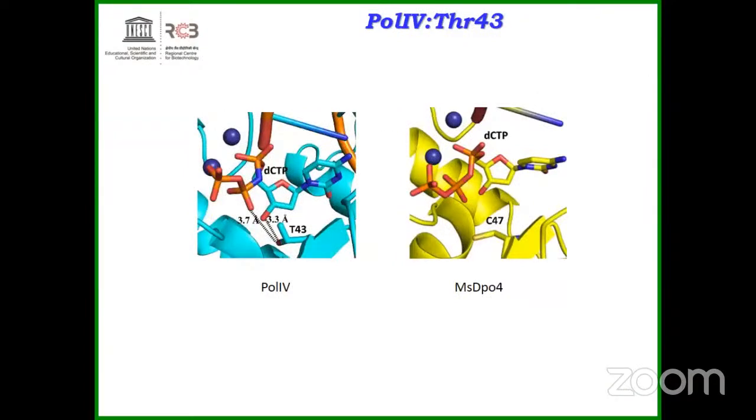So what she saw was that there is a threonine residue in the case of DNA polymerase 4, which forms interactions with the incoming nucleotide. And in the case of MSDPO4, the equivalent residue at that position is cysteine. So cysteine won't be able to form these interactions. And so this gave rise to the hypothesis that there is a polar residue present at a particular location in DNA polymerases, which can interact with the incoming nucleotide and prevent ribonucleotide integration.